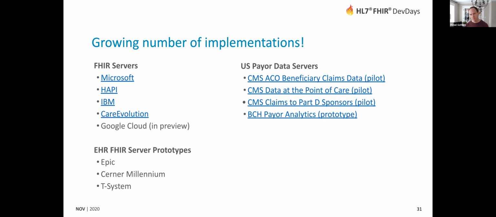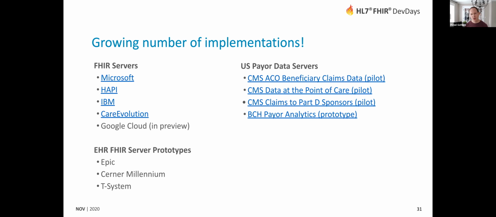And then in terms of payor data servers, this is a little bit United States centric, but the federal payor in the United States, CMS, has a number of pilots where they're supplying data to different organizations using the bulk data API, including accountable care organizations, which are care management groups that take on risk for patients. They're providing data at the point of care. So this is a pilot to do what I was talking about before, where you send claims data to clinicians so that they can get a 360-degree view of where patients are getting care outside of their system.